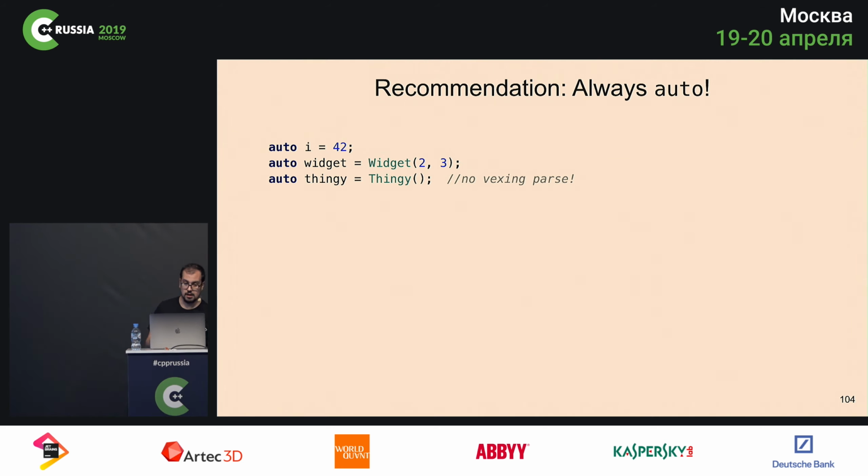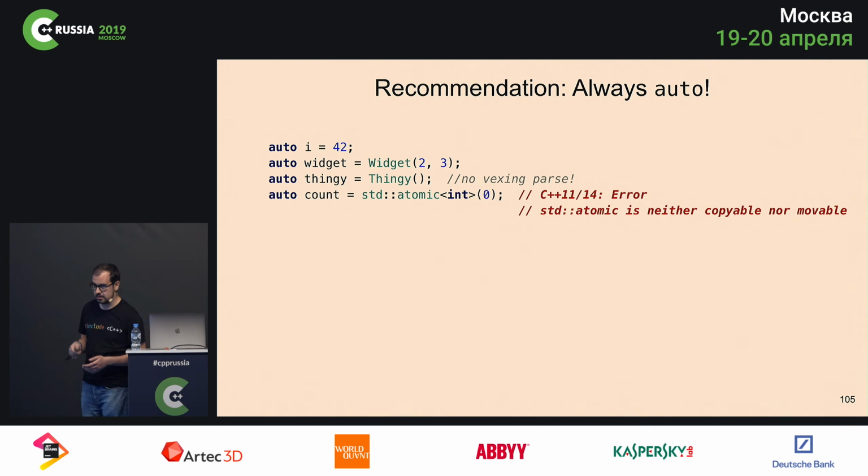So originally, it was known as the almost always auto rule, because in C++ 11 and 14, it would not compile sometimes. Like, for example, with an atomic, this syntax would not compile, because an atomic is not copyable, not movable. And even though this syntax would never actually copy or move anything, it would just initialize it, there was this annoying thing where it would still require that there was a copy or a move constructor, even if it was not called. It just had to be there, and if it was not there, the program would not compile.